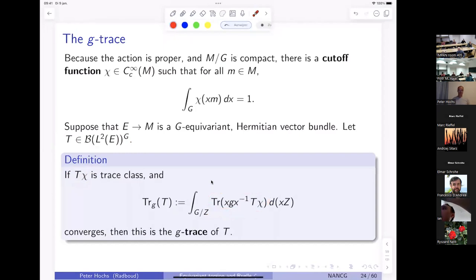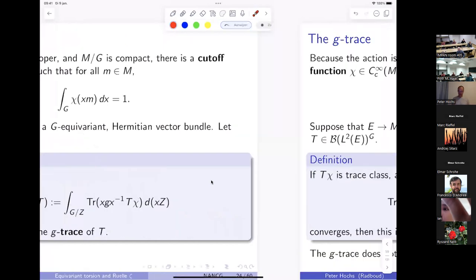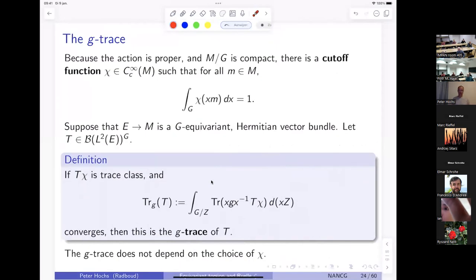And we can take this integral, which might diverge. If G mod Z is not compact, this might diverge. But if it converges, we call this the G trace. And then, one basic property is that this doesn't depend on chi.